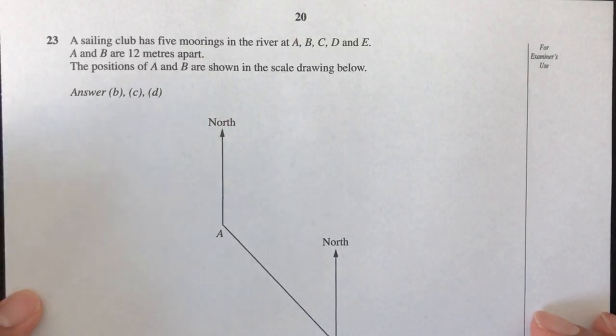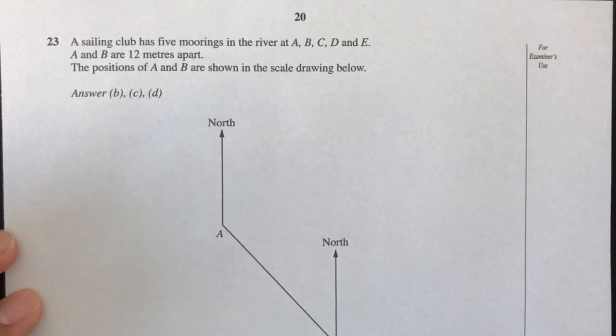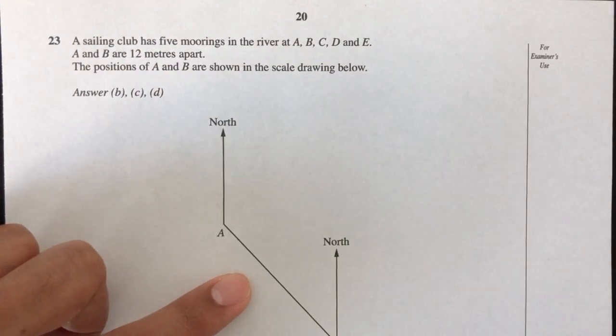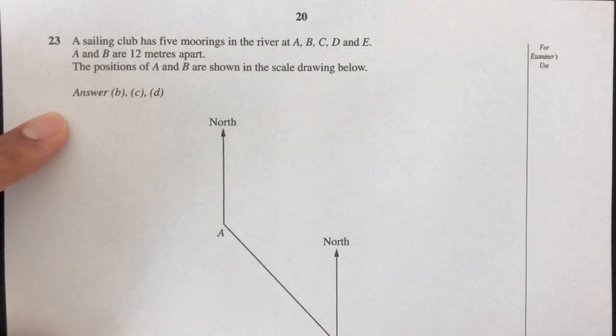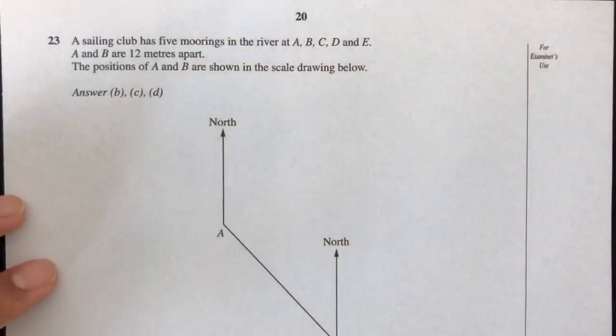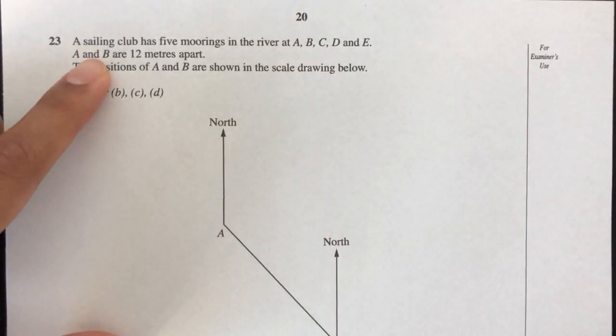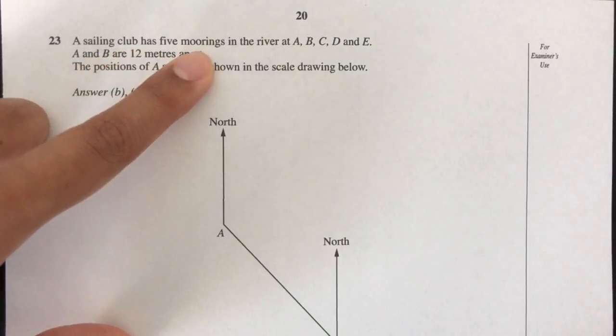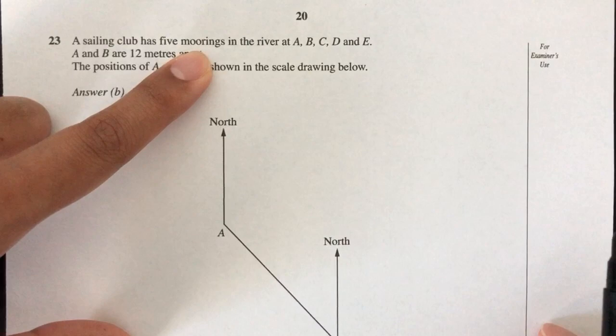So now moving on to question number 23. That's the last question. It's pretty long papers, so definitely good luck to you guys for anyone taking this for paper 1 and paper 2. Now we have a sailing club that has 5 moorings in river A, B, C.